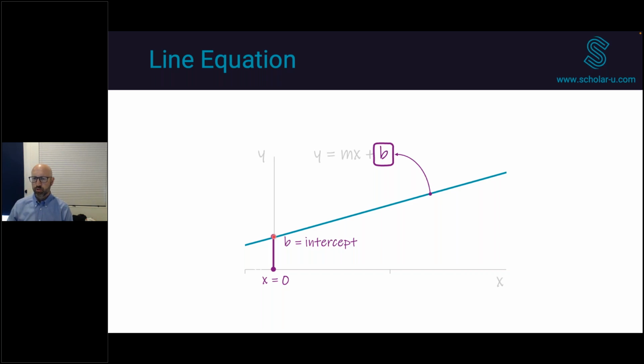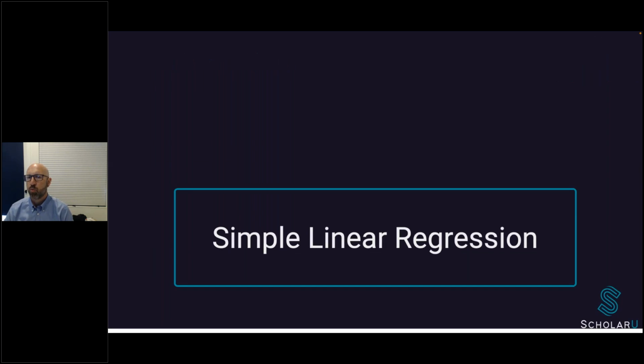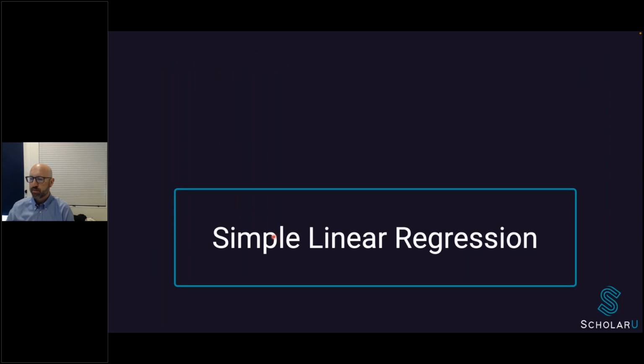So today, I said in this hour, we're going to cover 3 sections of the agenda. The first is a review of the line equation. We just finished that. And we're going to move to the second part of the agenda, which is understanding what a simple linear regression is.